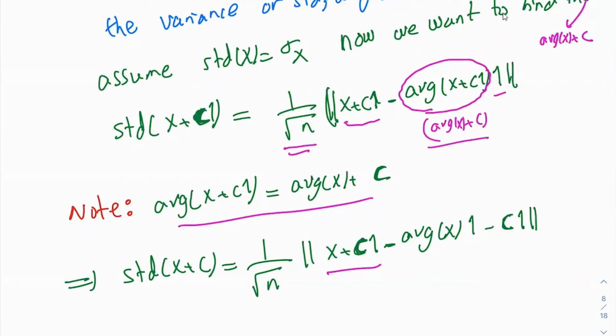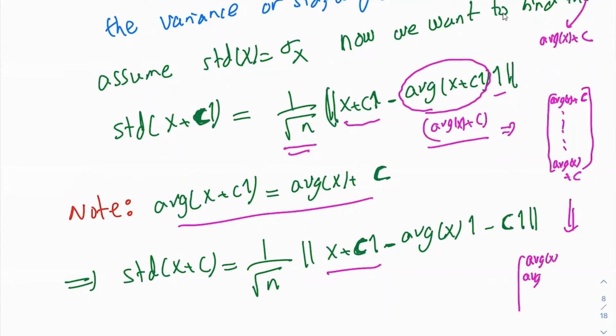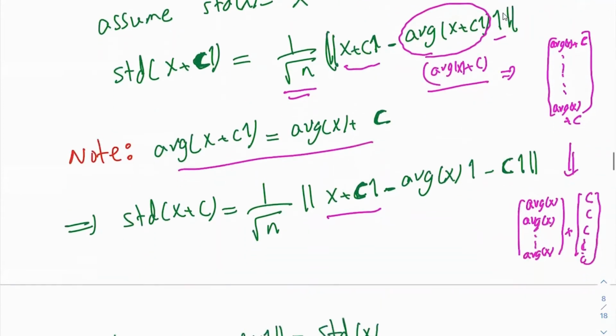This is a constant, right? It's just a constant. When you multiply by 1, you get such a vector. You get the average of x plus c, all the way to the average of x plus c. Well, you can write them as a sum of two vectors, right? This one, you can write like this: average of x, average of x, average of x, plus c, c, c, c, right? And that's what I'm talking about here right now.